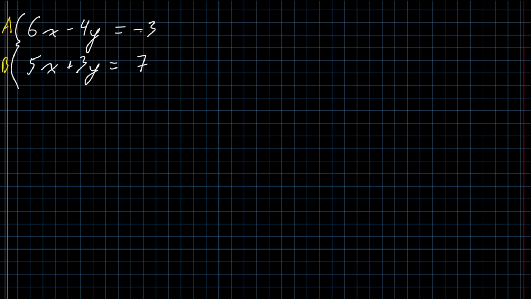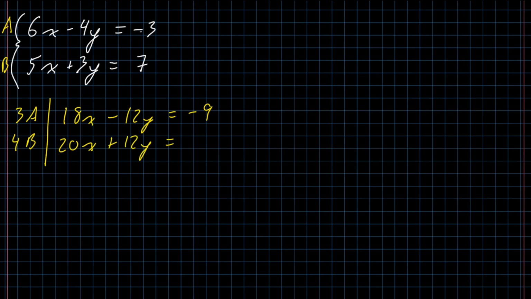I also notice that on y we have a positive and a negative term, which means I don't have to worry about multiplying by negatives. If I take that first equation and multiply by 3, and the second equation and multiply by 4, everything should work out. 3 times 6 is 18x. 3 times minus 4 is minus 12y. And 3 times negative 3 is negative 9. 4 times 5 is 20x. 4 times 3 is plus 12y. And 4 times 7 is 28.